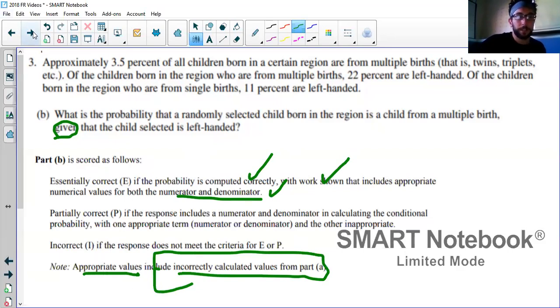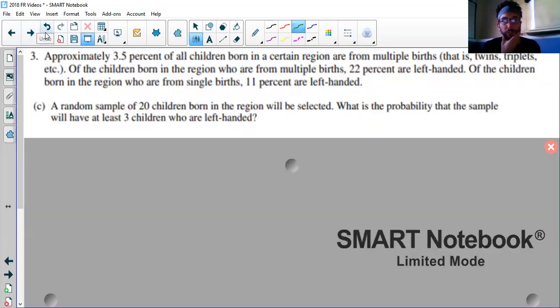So last up, part C. Got a sample of 20 children with probability at least 3 are left-handed. Keeping in mind, that was ridiculous and also kind of hurt. Keeping in mind that the probability a child is left-handed in this region is 0.11385. All right. So here, we want the probability at least 3 of these children are lefties.